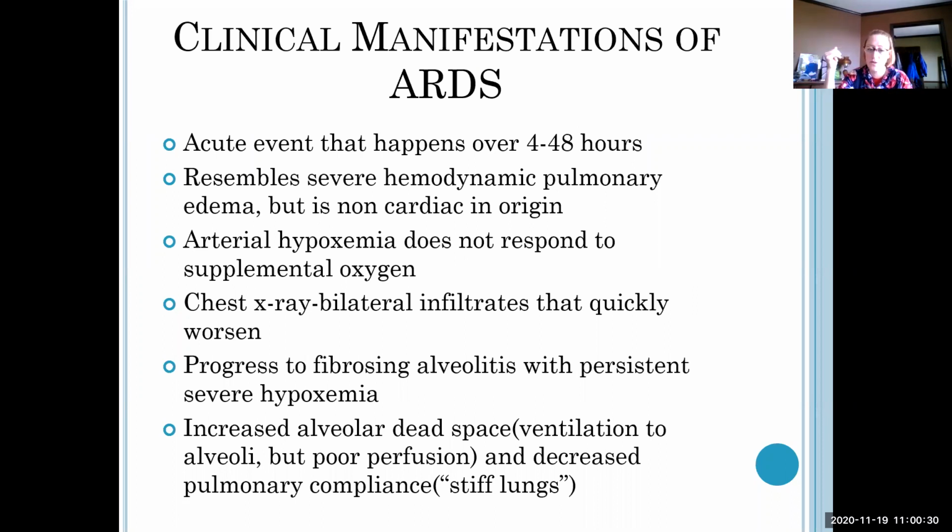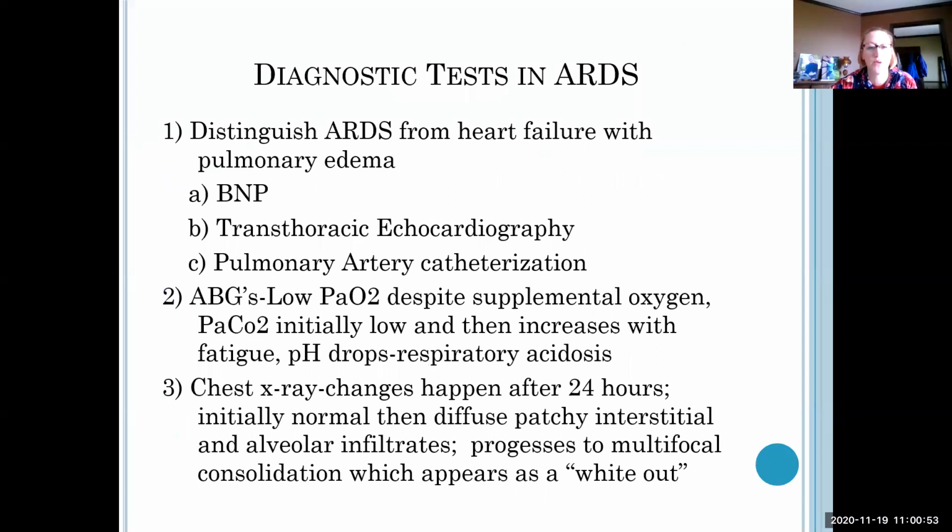The chest x-rays worsen and it progresses to fibrosing alveolitis with persistent severe hypoxemia and increased alveolar dead space. So initially there's ventilation to alveoli, but poor perfusion, and then decreased pulmonary compliance. So they have those stiff lungs. I already mentioned distinguishing between heart failure and pulmonary edema. They might do a TEE to check the heart as well, possibly a pulmonary artery catheterization. Usually they're too unstable for these types of things, but they're a potential.